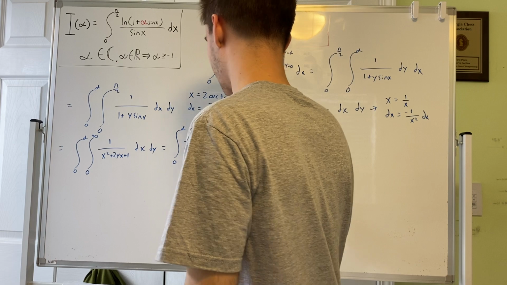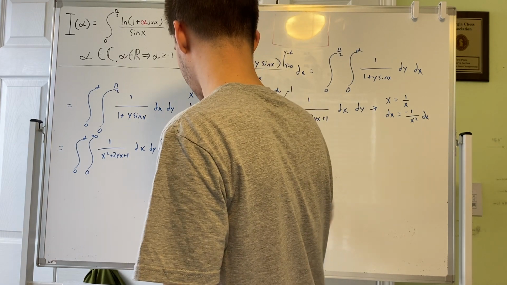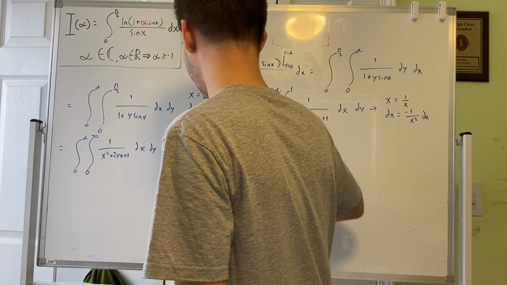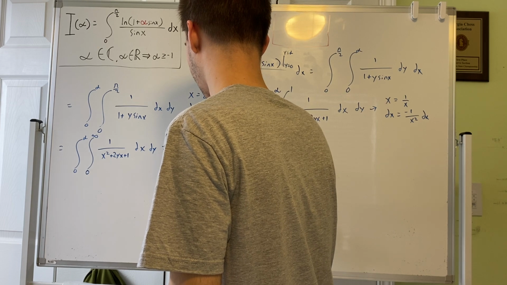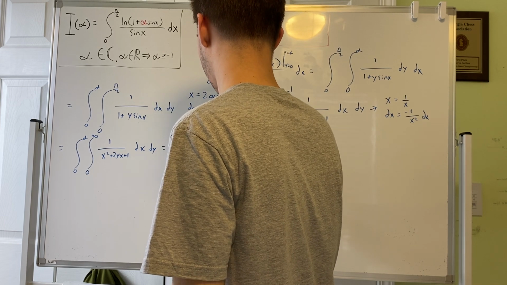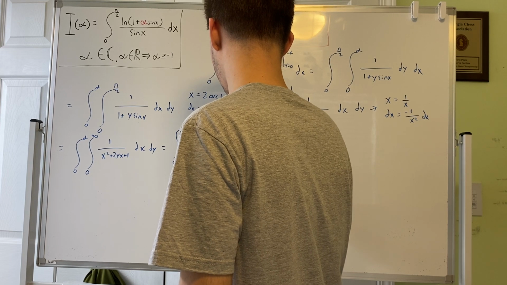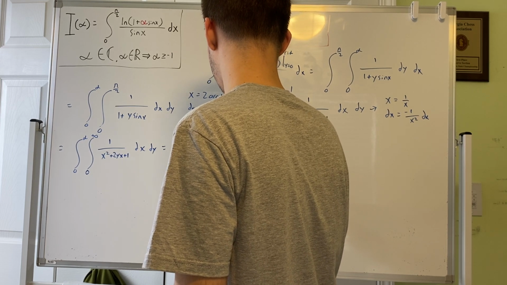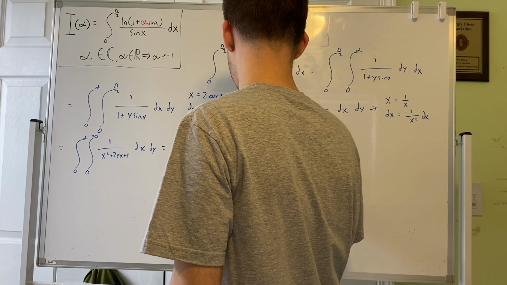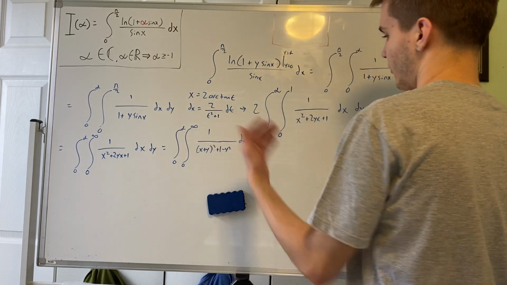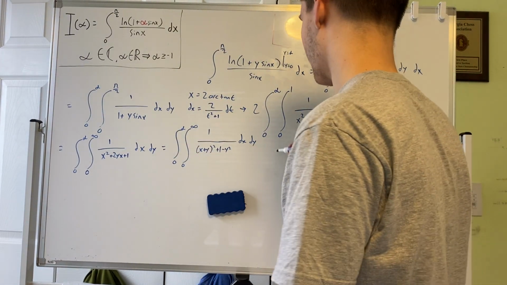Then we have, oh, I forgot one of the integrals. Okay. Apologies. Okay, dx, dy. Great, so now we have an arctangent situation here.